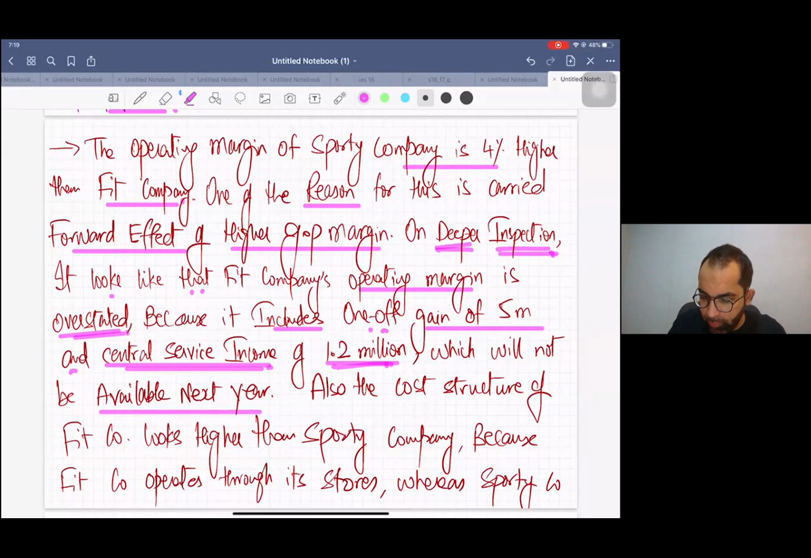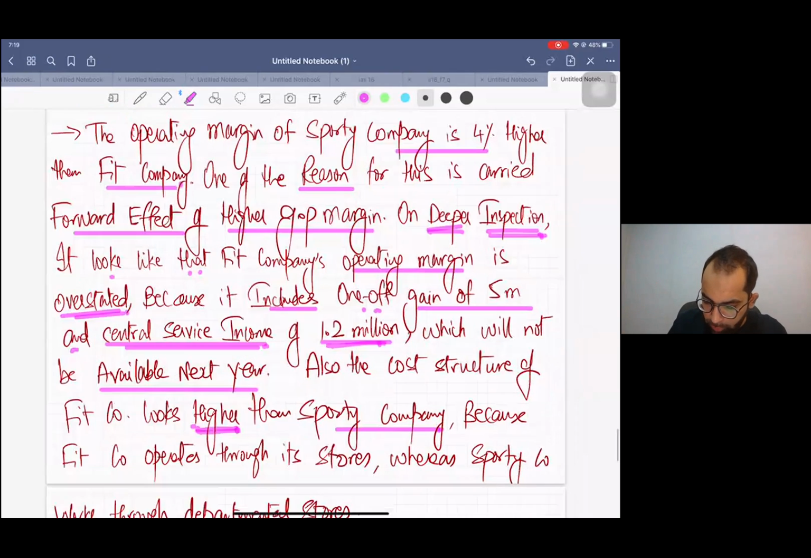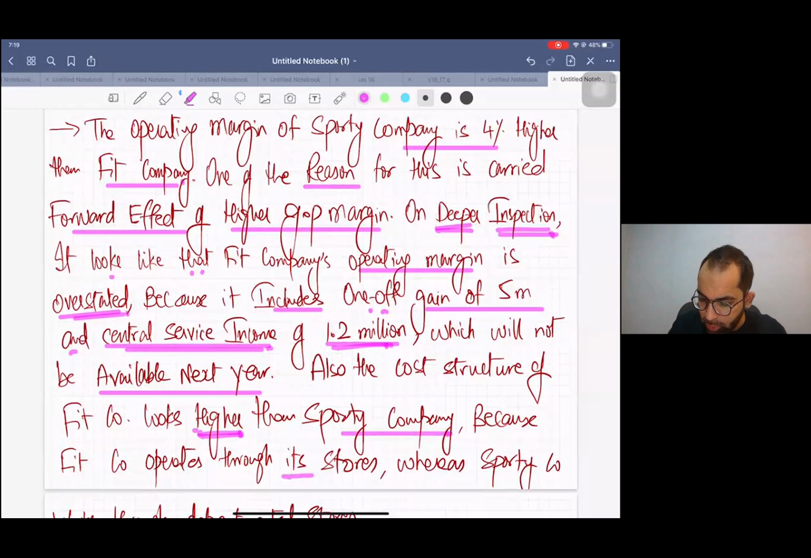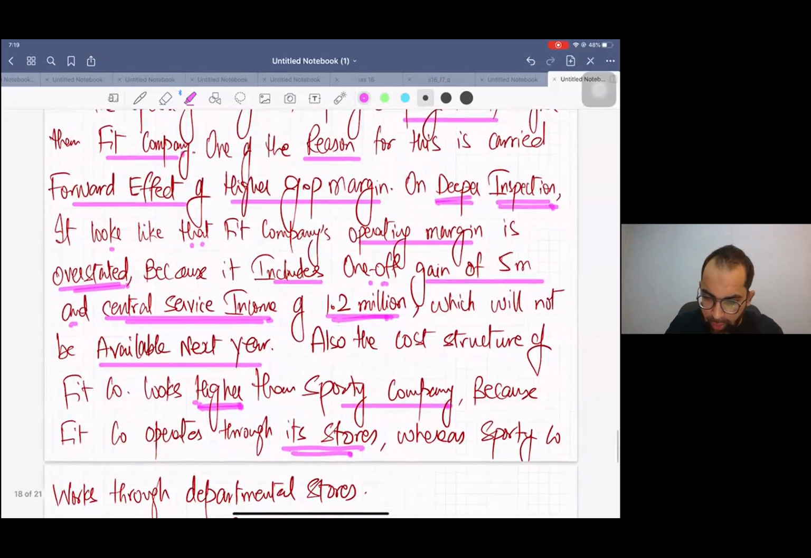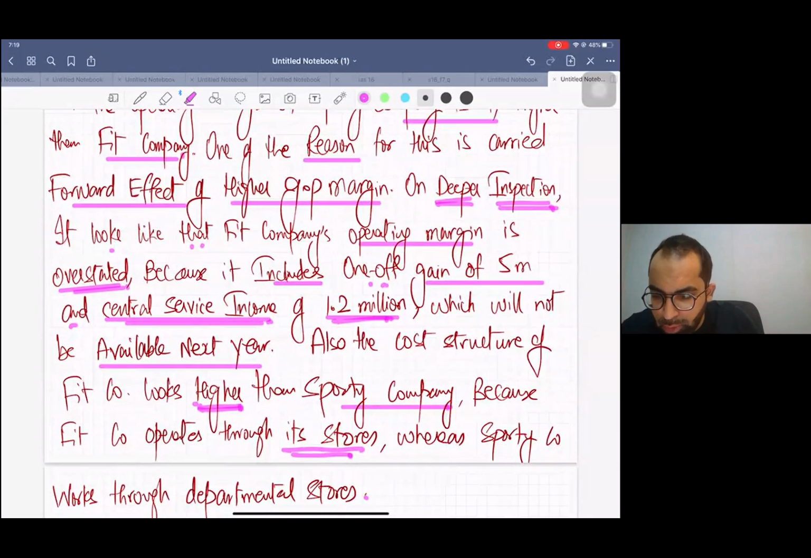Also the cost structure of fit company looks higher than Sporty company. I told you, because fit company operates through its own stores, whereas Sporty company works through departmental stores. Sporty company works through departmental stores.